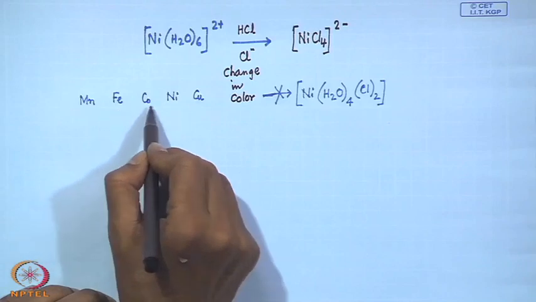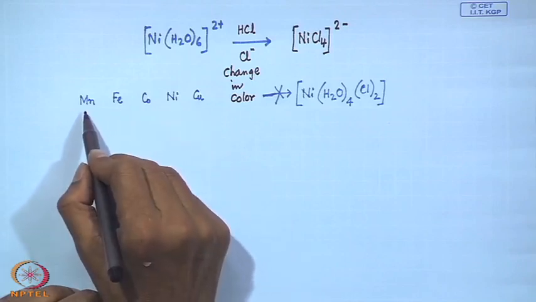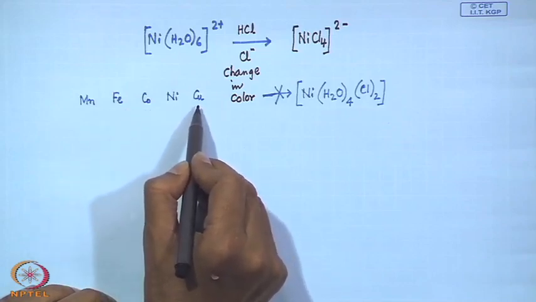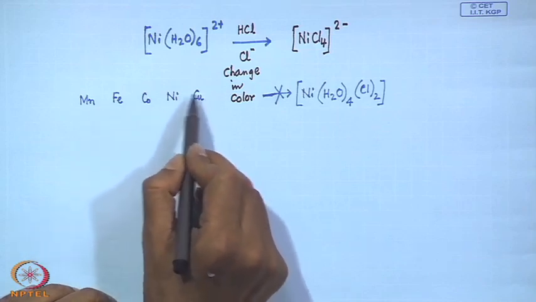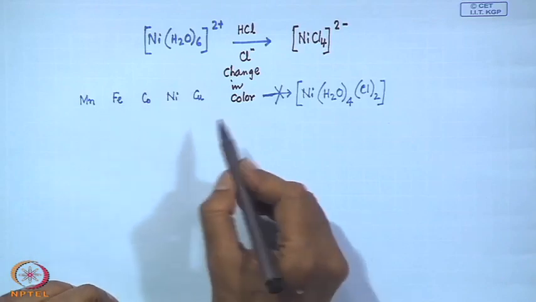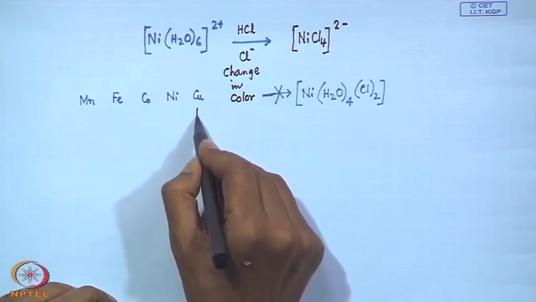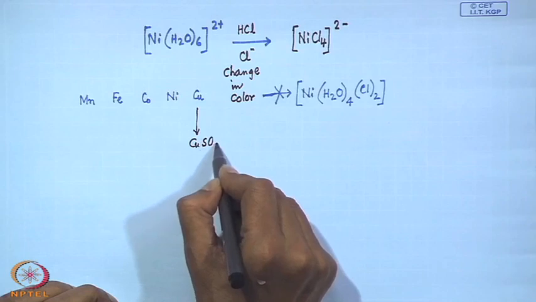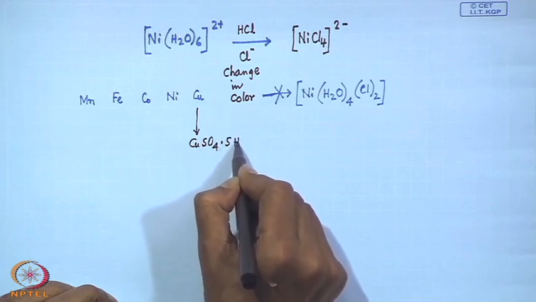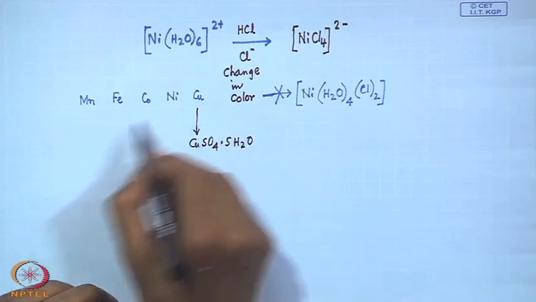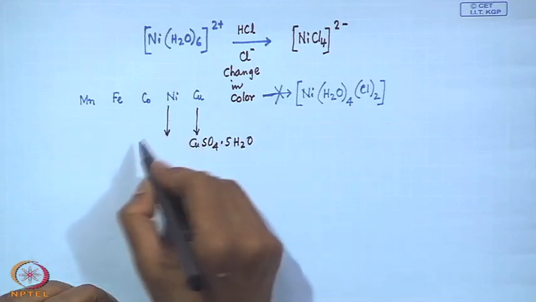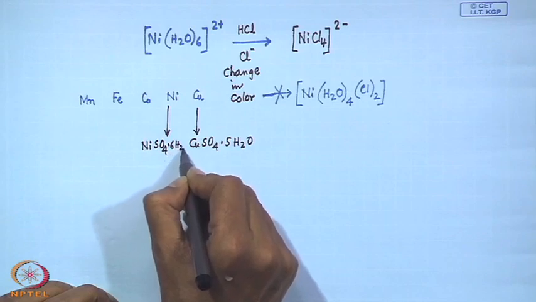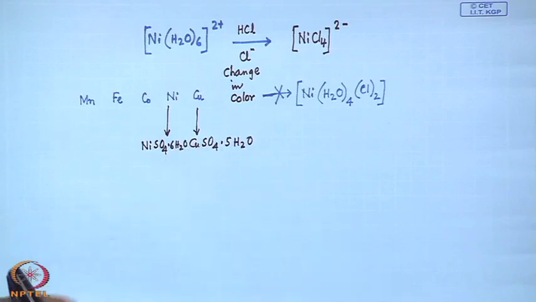So, if we have certain salts of these metals, that means salt of manganese, salt of iron, salt of cobalt, salt of nickel and salt of copper, and if we just consider simple metal salts, like copper sulphate, and another metal salt we have just discussed, with six molecules of water of crystallization.